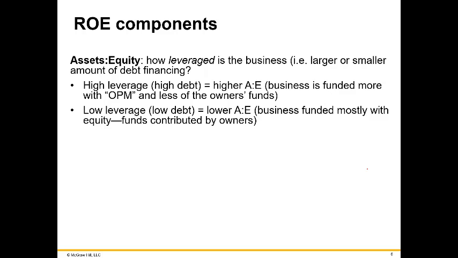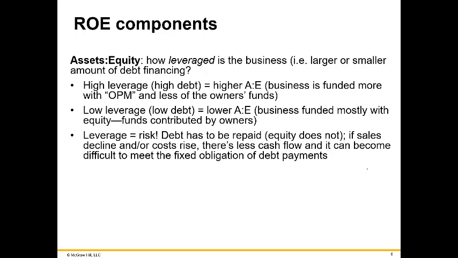And the lowest this could be is 1. All of the assets funded by equity would be an assets to equity ratio of 1. So it's got a lower bound of 1. The upper bound, maybe double digits. Some businesses might go up into the 20s, 30s, 40s. And as we'll discuss momentarily, the higher that assets to equity, the higher the leverage, the greater the risk.